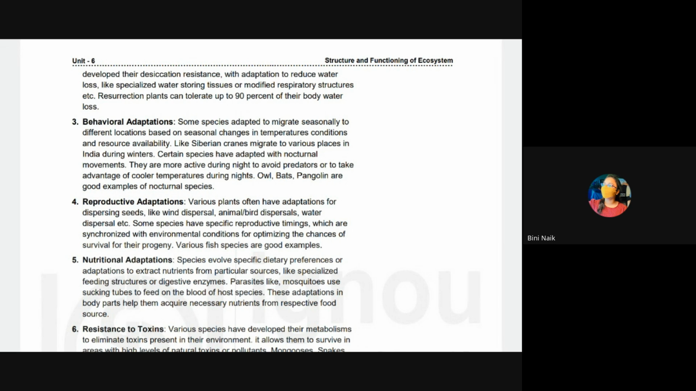Then reproductive adaptations. A few plants and animals adapt to certain environmental conditions for optimizing their chances of reproduction. So that is basically reproductive adaptations. You can take the example of the migratory birds or migratory animals of the polar regions. They have different seasons for reproduction. So that is basically reproductive adaptation.